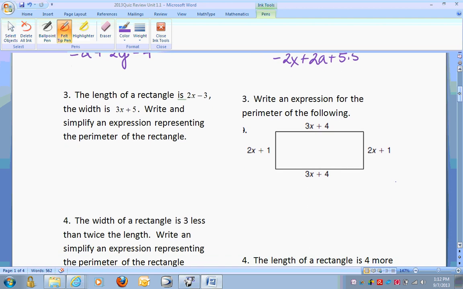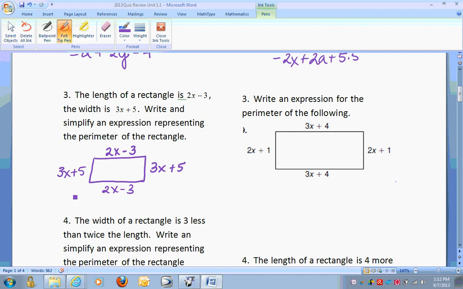All right, let's move on to number 3. It says the length of a rectangle is negative 2x minus 3, and the width is 3x plus 5. Write and simplify an expression representing the perimeter of the rectangle. So let's go ahead and draw a picture of a rectangle. Then I'm going to put 2x minus 3 as my length and 3x plus 5 as my width.